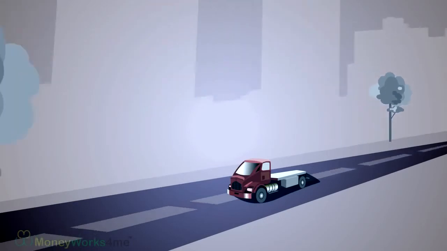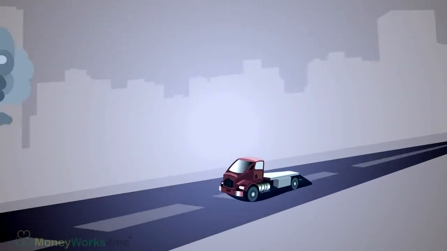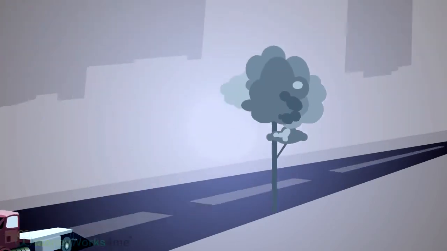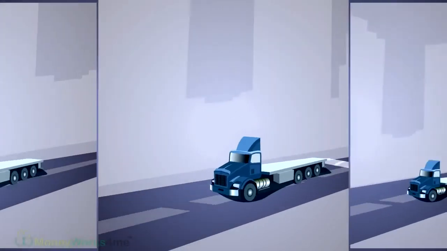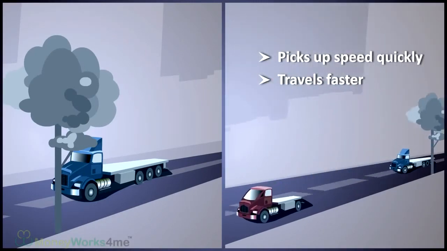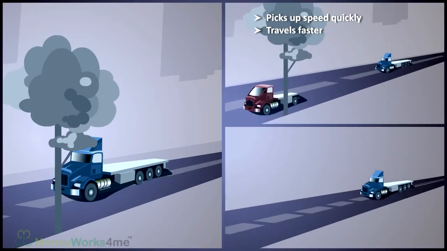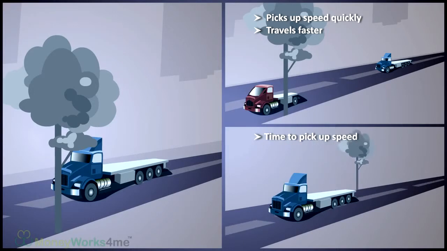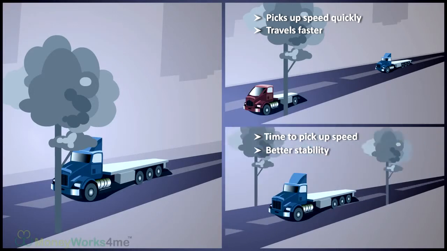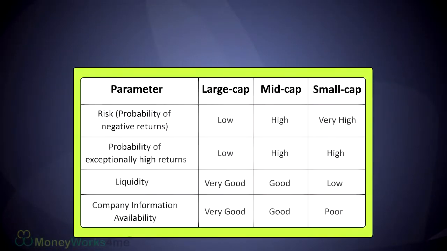If there is a speed breaker or a bump on the road, the chances of a mini carrier getting knocked down are much greater compared to the heavy goods carrier. A mini carrier picks up speed quickly and travels faster compared to the heavy goods carrier. Yet again, the heavy goods carrier may require time to pick up speed, but it has better stability and momentum. A comparative account of large cap, mid cap, and small cap companies would look like this.